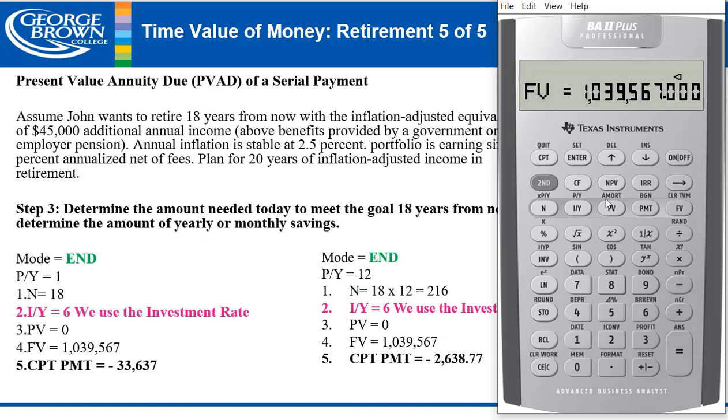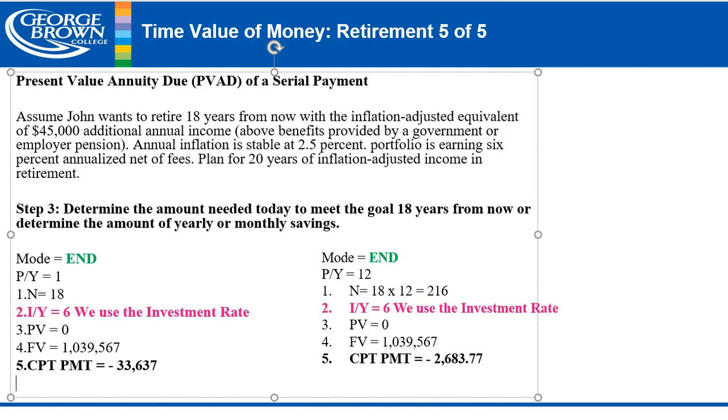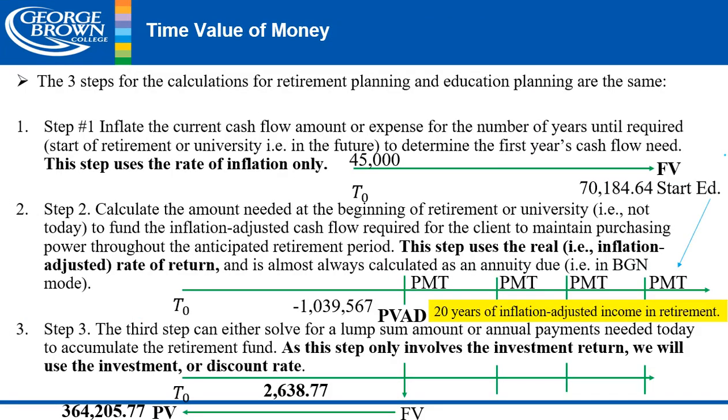So again, I'm going to compute, in this case, a monthly savings. I need to have monthly savings of 2,683. Look at, I did 2,638. I'm going to change that to 83 and 77 cents. Okay, and just like that magic, I compute my payment, $2,683.77.